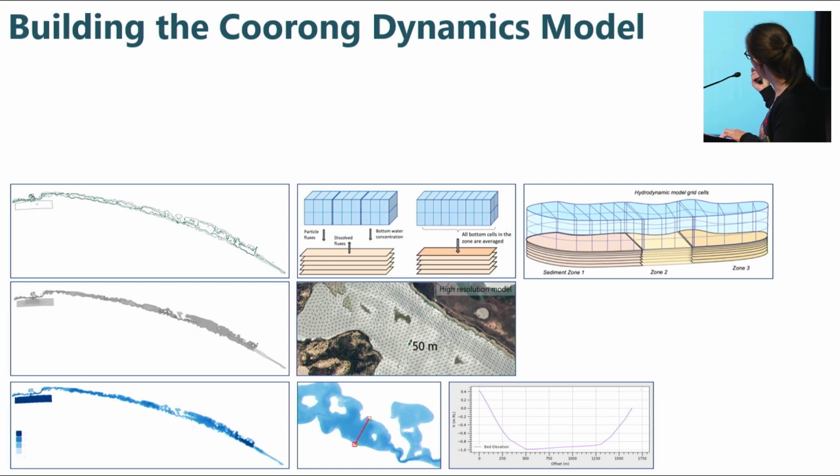So the zones are made up of a whole bunch of cells grouped together, and then critically, we can now represent the interaction between the water column and the underlying sediment. So that captures particle fluxes from the water column down to the sediment and dissolved fluxes that Luke referred to going from the sediment up into the water column. And in terms of our representation, the cells in the zone are averaged and feed into the underlying sediment.